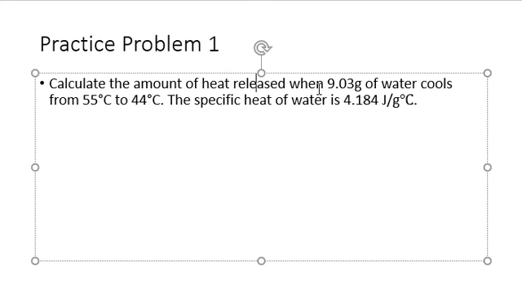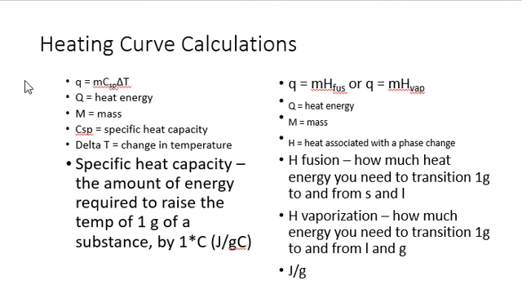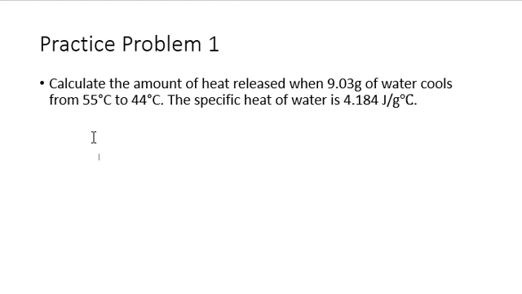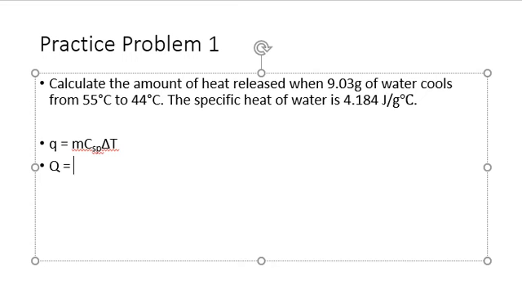Calculate the amount of heat released when 0.93 grams of water cools from 55 degrees Celsius to 44 degrees Celsius. The specific heat of water is 4.81 joules per gram degree Celsius. So what equation are we going to use? That's right, we're going to use this equation because we're dealing with a temperature change. So we're calculating Q. We have our mass of water. Specific heat capacity of water is 4.81 joules per gram degrees Celsius.